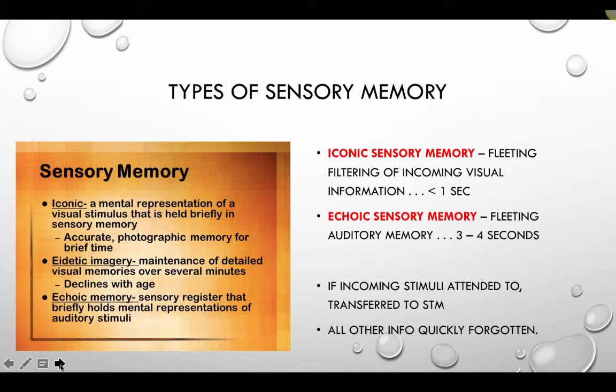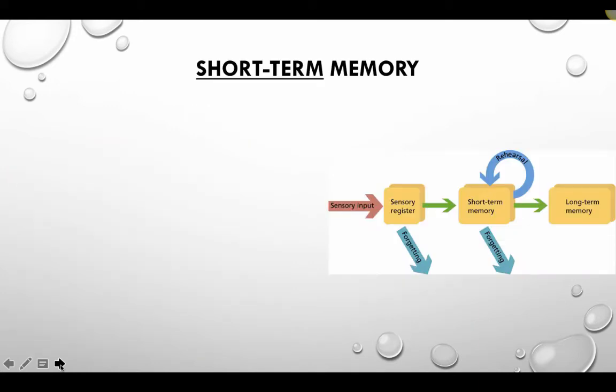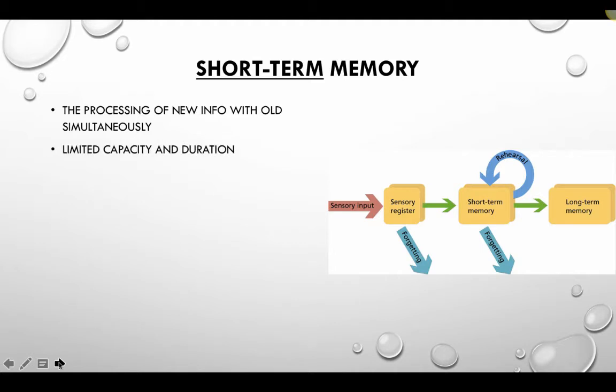Remember, all other information is quickly forgotten if not attended to. Now, if information gets through our sensory memory and we do pay attention right here, information can get into the short-term memory, which is really just a temporary holding place so we can process information. It has a very limited capacity and duration. Two words that you should really pay attention to and be able to use in explanations of the memory system. Capacity is how much information we can hold, and duration would be how long we can hold it.